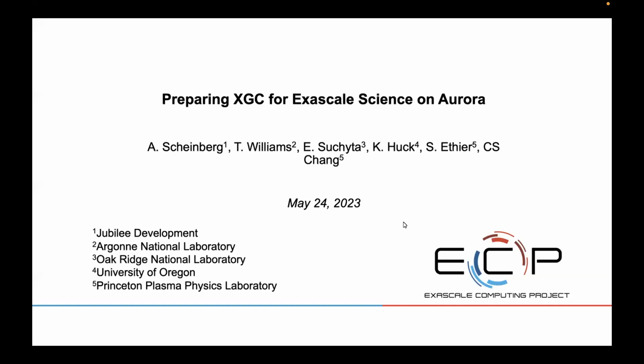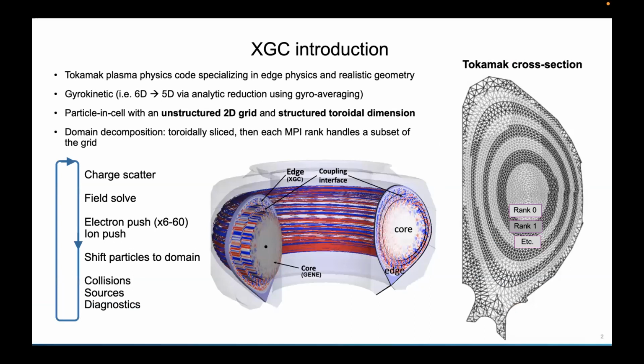Great. So I've been working the last few years on XGC, making it ready for Aurora and Frontier. XGC is a tokamak plasma physics code that specializes in edge physics and in realistic geometry. It's gyrokinetic, which means that a velocity dimension can be reduced to simplify some things. It's a particle and cell code with an unstructured 2D grid on each poloidal plane, and then in the toroidal direction, it's structured. So you have the tokamak divided up into a series of planes.